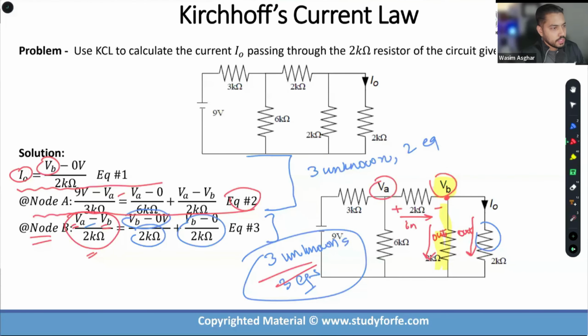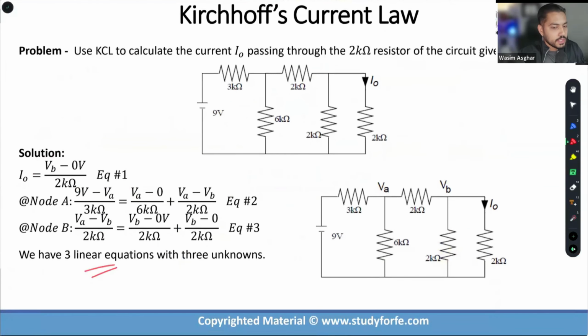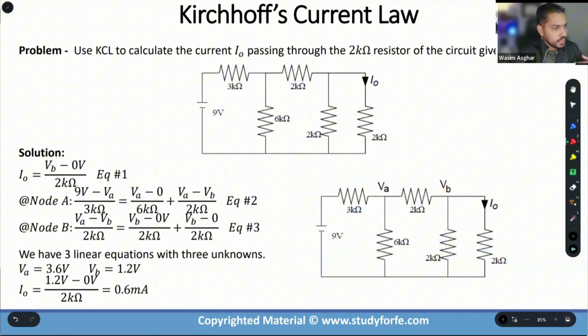Within my FE electrical and computer exam preparation program, and within my PE power exam preparation program, I have tutorials and guidelines as to how to figure out the system of linear equations. So we have 3 linear equations and 3 unknowns. When we set up the equations properly in the calculator, it tells us that VA is equal to 3.6, VB is equal to 1.2, and I naught is equal to 0.6 milliamps.